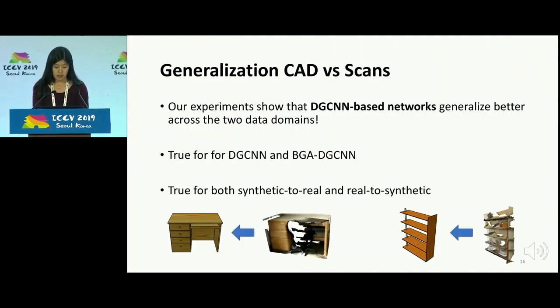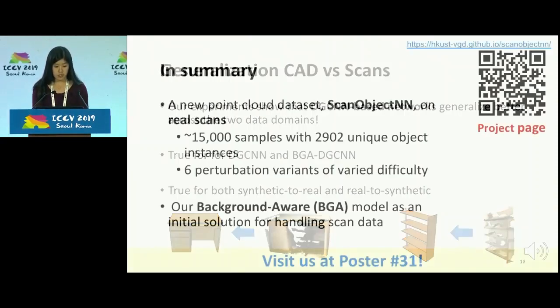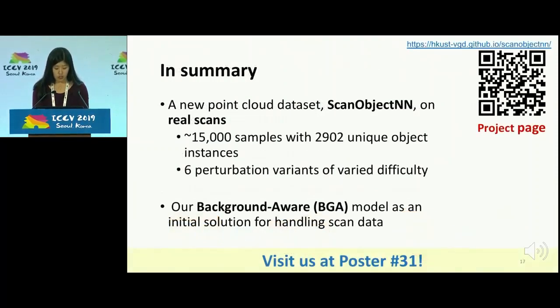In summary, we introduced ScanObjectNN, a new point cloud dataset on real-world scans that includes perturbation variants of varied difficulties. We also introduced BGA models as an initial solution to this problem.